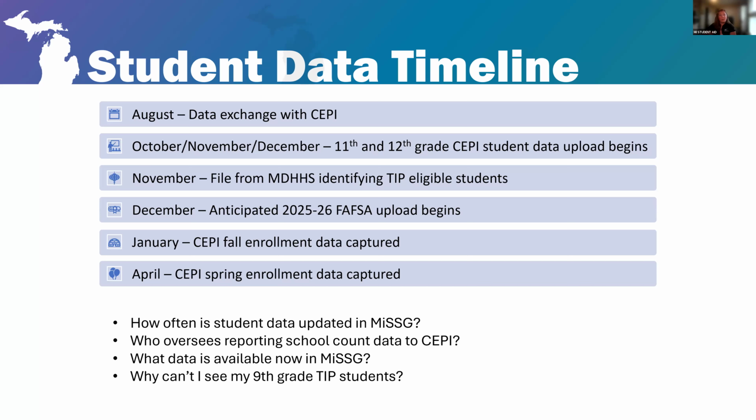So what I have up on your screen, this is that timeline starting last month in August and then moving forward through the spring. So we wanted to let you know what some of those bigger data exchanges are and when they are happening, so that you have an idea of when you should go into your MiSSG and start looking to see, has any data shifted? Are there any new students listed in my student lists in my MiSSG?